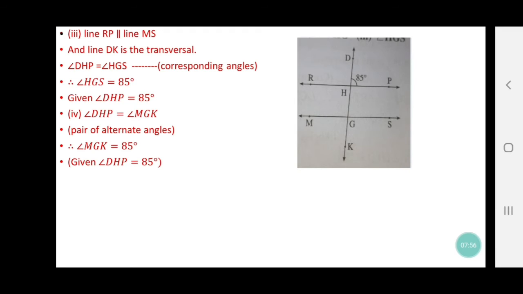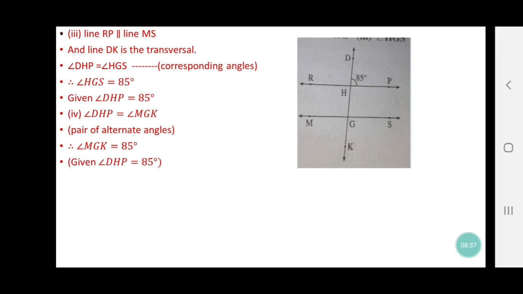Okay, now what is left? MGK. Now HGS is equal to MGK, right? So either you can go by vertically opposite angle or you can go by alternate exterior angle. DHP is equal to MGK. Any one of the conditions you can use. In both cases, the answer is going to come as equal to 85 degrees. So we'll go with the alternate angles, right? So here it will be DHP is equal to MGK. Alternate exterior angles, fine. Therefore, the measure of angle MGK is equal to 85 degrees. I hope you all have understood the first problem.